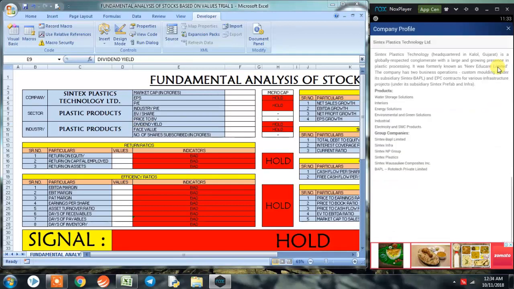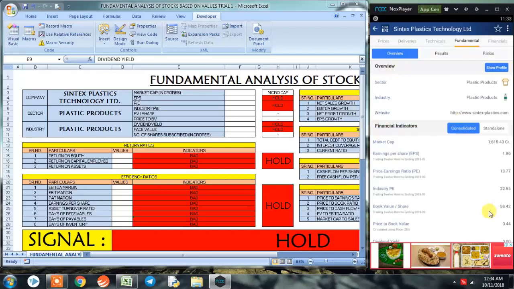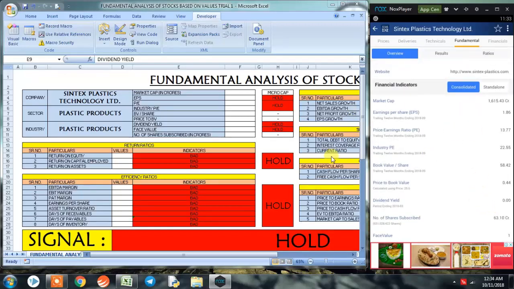SINTEX PLASTICS TECHNOLOGY, headquartered in Kalol, Gujarat, is a globally respected conglomerate with a large and growing presence in plastic processing. The products of the company include water storage solutions, interiors, energy solutions, environmental and green solutions, industrial, electricity and SMC products. So this was about the company. Now let's go to the financial indicators. We'll be using these financial values in our Excel program.